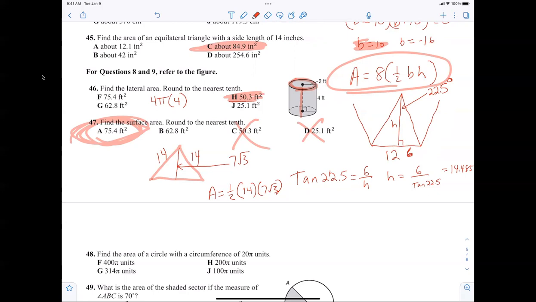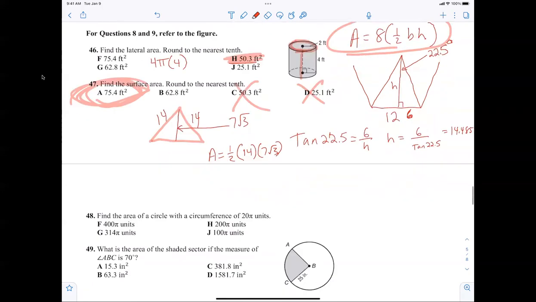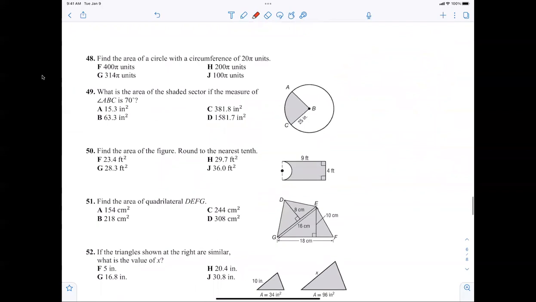All right, let's just keep going. Find the area of the circle with the circumference 20 pi. Well, if the circumference is 20 pi, that means the radius is what? 10. And so the area is pi r squared. So we're at 100 pi. Everybody's good about that?